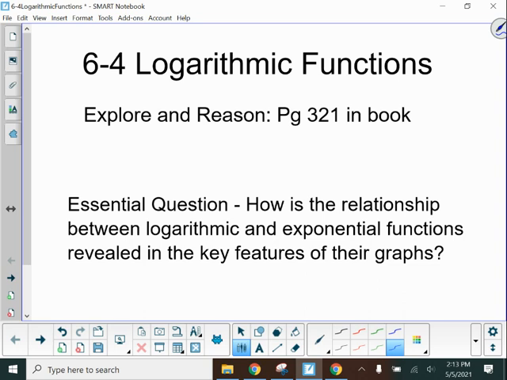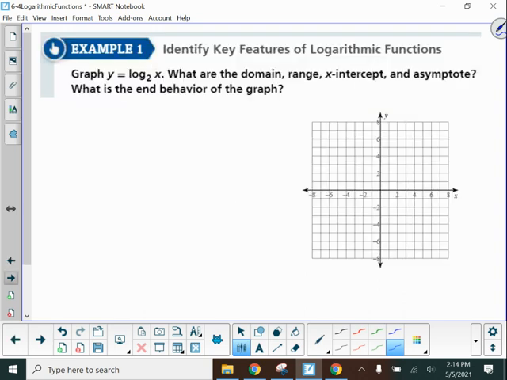So our essential question for 6-4 is, how is the relationship between logarithmic and exponential functions revealed in the key features of their graphs? So this section is mainly going to look at graphing logarithmic functions and then looking at the relationship between how logarithmic and exponential functions are inverses of each other. We're going to use that idea of inverse to graph the logarithmic function.